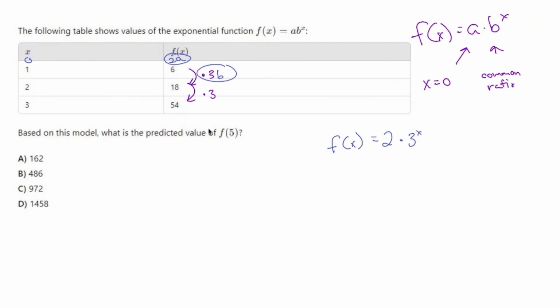Now, using that information, I can find out what f of 5 is. So f of 5 is going to be 2 times 3 to the 5th power. 3 to the 5th power is 243. So 2 times 243 is going to be 500. Nope, just kidding. 486. 486, which matches up with B, baby.